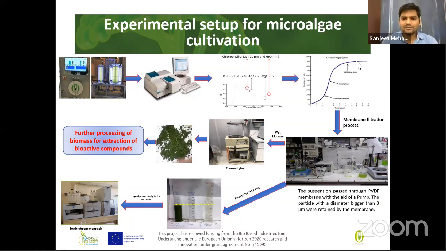After the stress for the growth, we harvested the biomass using membrane technology. We used a PVDF membrane for harvesting of biomass. After the harvesting, we used the filtrate. As we can see here, this is the filtrate, and this in the center is the medium. The filtrate is as clear as the medium. So the filtrate was used for the secondary growth.